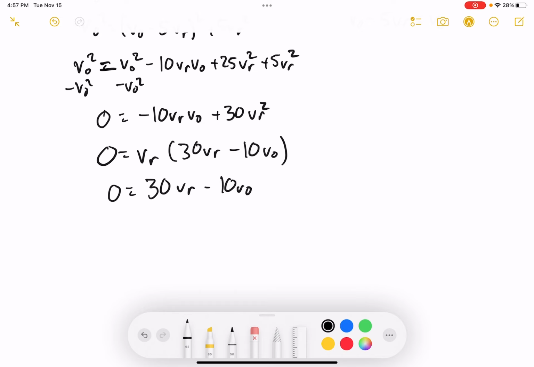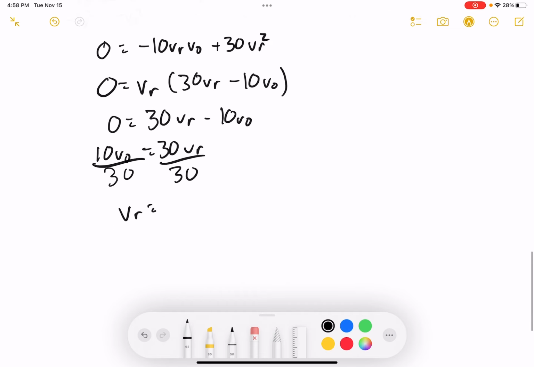Now I just need to solve for VR. So I have 10 V naught equals 30 VR. So divide both sides by 30. And I'm left with VR equals 1/3 V naught. Okay? And so that right there is the answer.